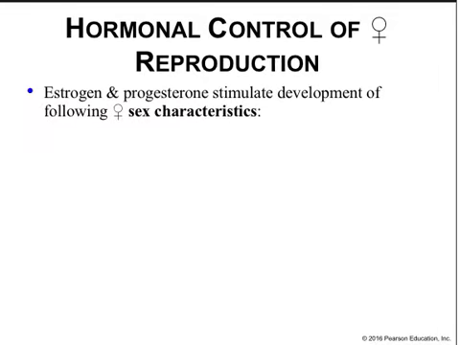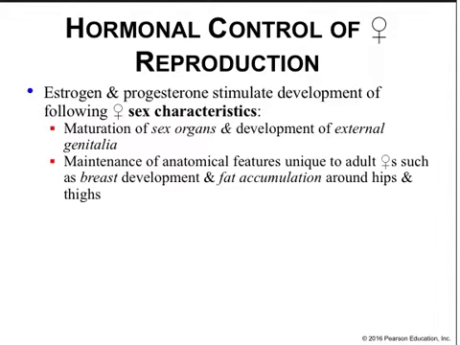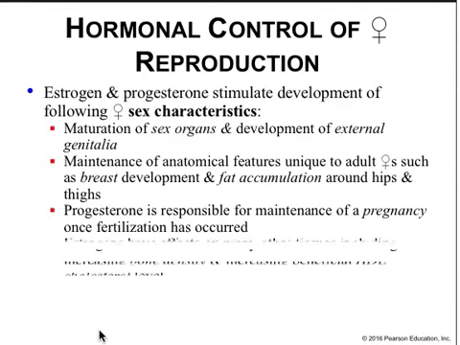Estrogen and progesterone stimulate the development of the following female sex characteristics: maturation of the sex organs and development of the external genitalia, maintenance of anatomical features unique to adult females such as breast development and fat accumulation in the hips and thighs. Progesterone is responsible for the maintenance of a pregnancy once fertilization has occurred.